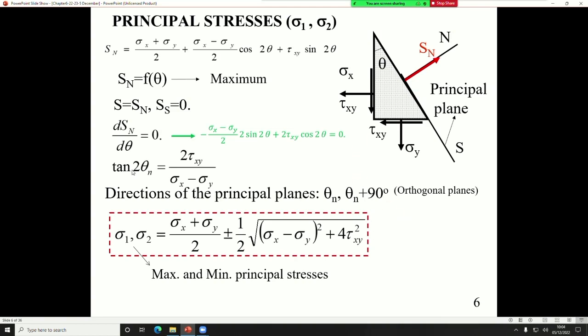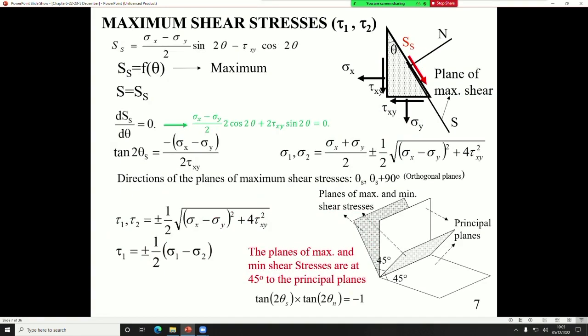And this is the equation for finding the directions of principal planes. And these two equations give us the minimum and maximum principal stresses. So we've got a plus and minus sign. As I said last week, the plus sign does not always give us the maximum principal stress. Sometimes the negative one gives us the maximum principal stress. So we have two planes on this slide I showed you which are only subject to normal stresses.